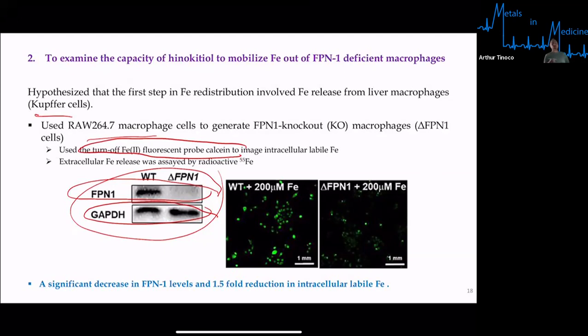So what does that mean? Well, you have it being fluorescent, but when it comes into contact with the iron, the iron coordinates to it, it actually gets quenched, and so you get a turning off signal. So the more iron is present, the less fluorescence you're going to see.